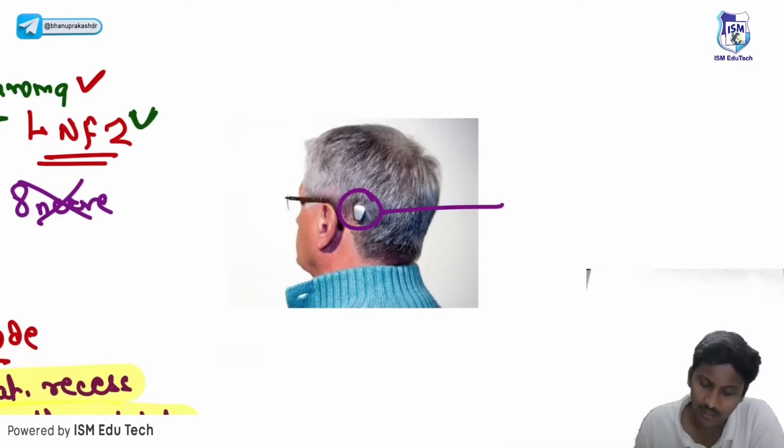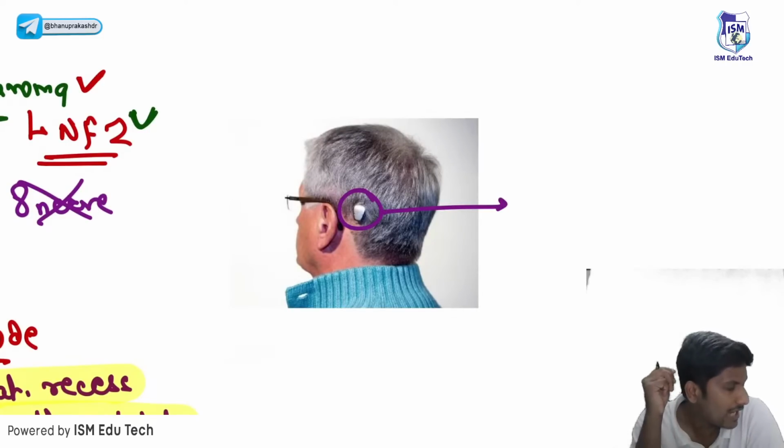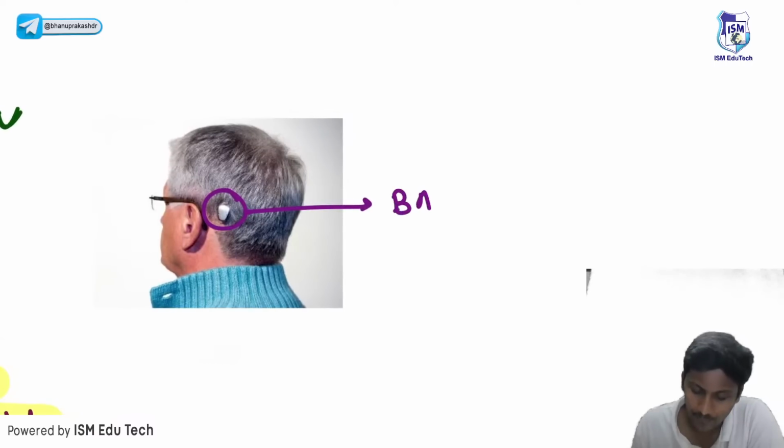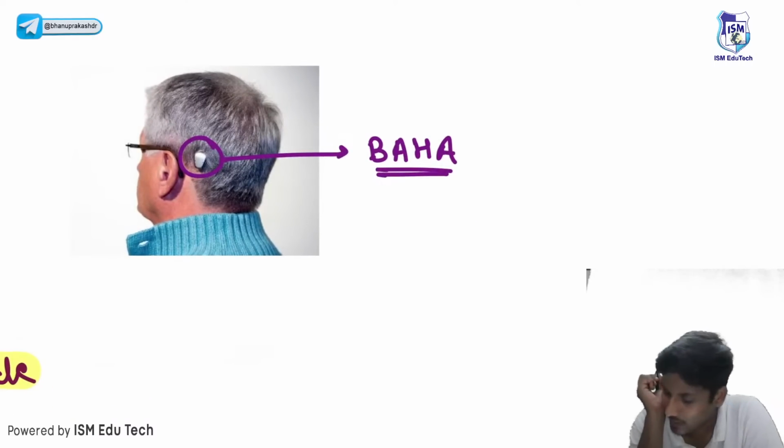The next one, you can see there is no wire over here. There is directly a screw which is fixed to the occipital bone, and we fix an implant to that occipital bone. This is what is called BAHA. This type of hearing aid is known as BAHA, that is a bone anchored hearing aid.